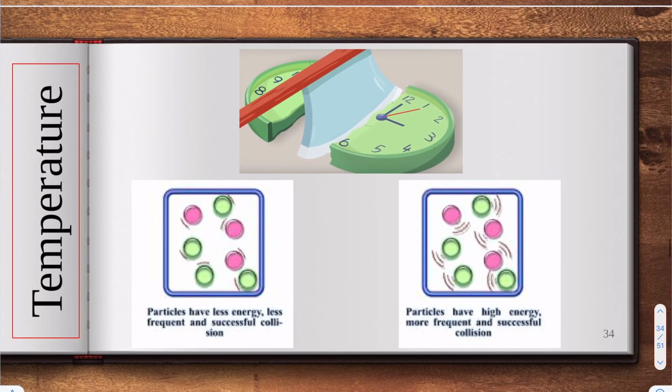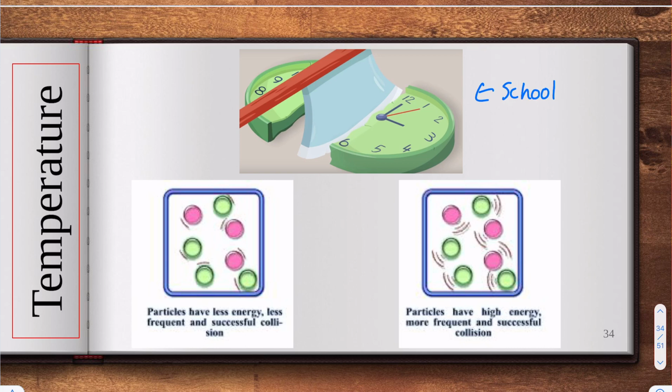Okay, let's have a look at a bit more detail. Remember our analogy? What if we made everybody run through the corridors, or we took the time down from 5 minutes to 2.5 minutes to get to class? So this is in the school. If we made everybody run, that would be the same as heating up our particles.